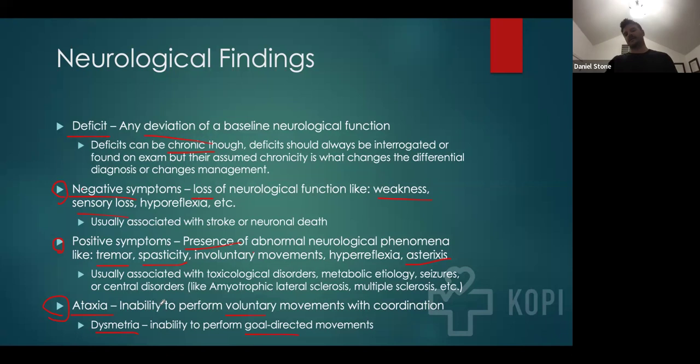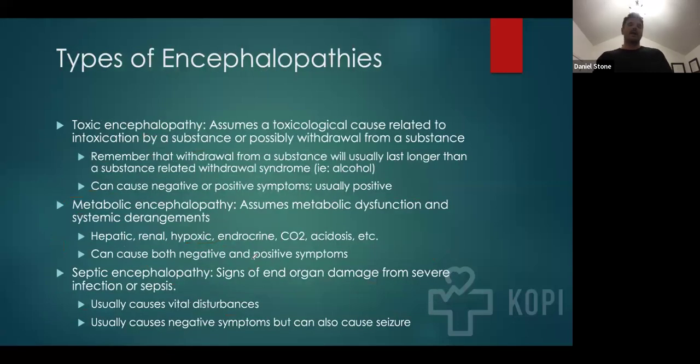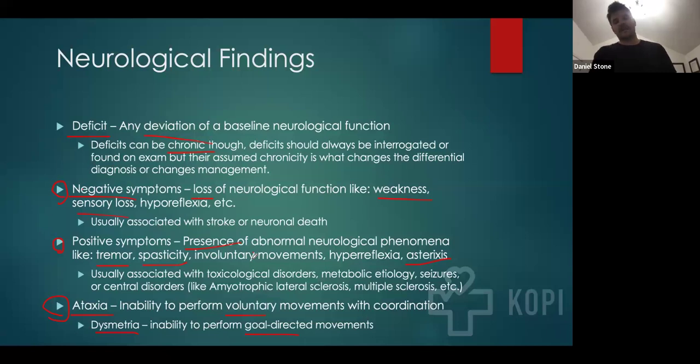Dysmetria is basically a clinical examination, meaning that you evaluate an individual's ability to do finger to nose or heel to shin, and they can't do it. So slight differences there, but basically both are assuming that there's some degree of discoordination that the patient isn't able to perform. So those are findings that you see on neurological exam.